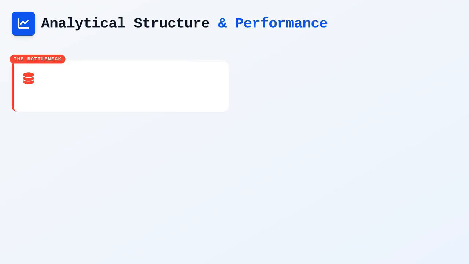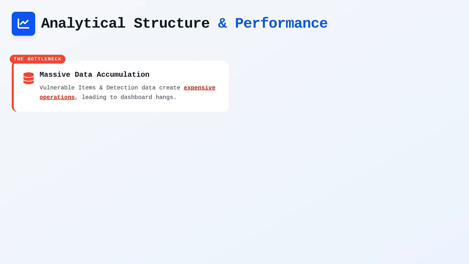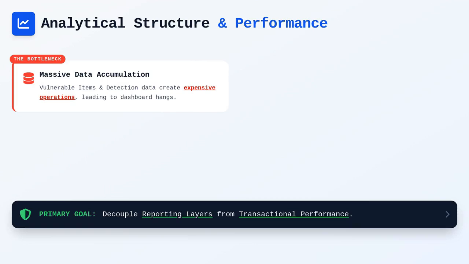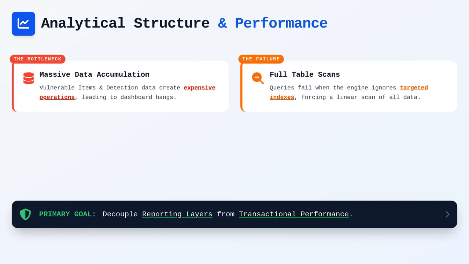Vulnerability response environments often accumulate massive volumes of vulnerable items and detection data, which can quickly turn simple dashboard queries into expensive operations. The primary goal here is to ensure that your reporting layers do not conflict with transactional performance. When a query hangs or a dashboard fails to load, it is usually because the engine is forced to perform a full table scan instead of utilizing a targeted index. By understanding how the platform stores and retrieves aggregate data, you gain the ability to preemptively address these bottlenecks before they reach your end users.